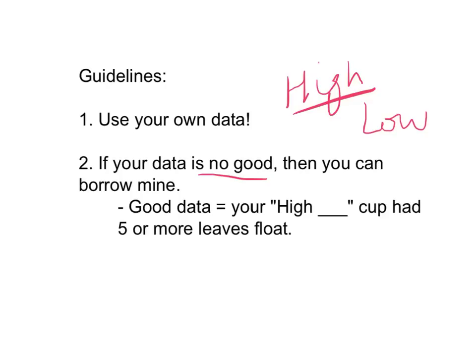Well, what is good data? Good data means that your high concentration or intensity cup has 5 or more leaves float. So if you had 6 or 7 or 8 or 9 leaves float in the time that you recorded data, that's good data. If you only had 2 or 3 or 1 or no leaves floating, then that's not good data, and so I want you then to use the data that I will be presenting you now. Alright, so now let's actually move forward.